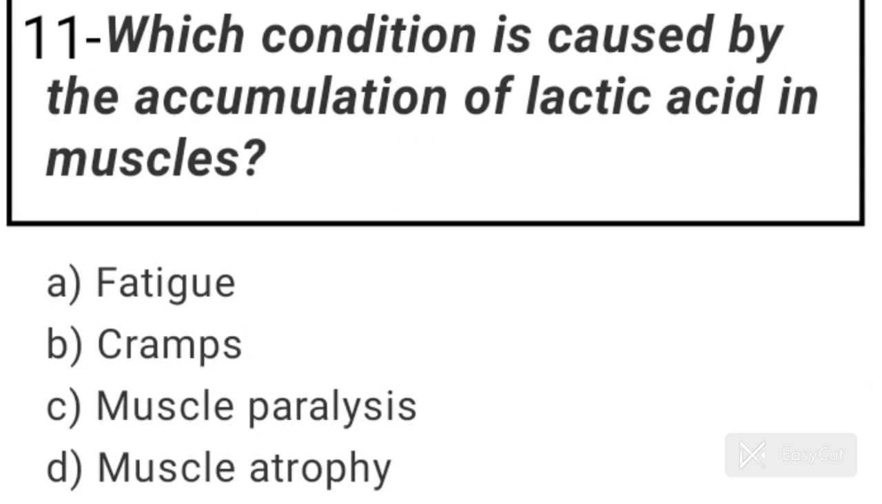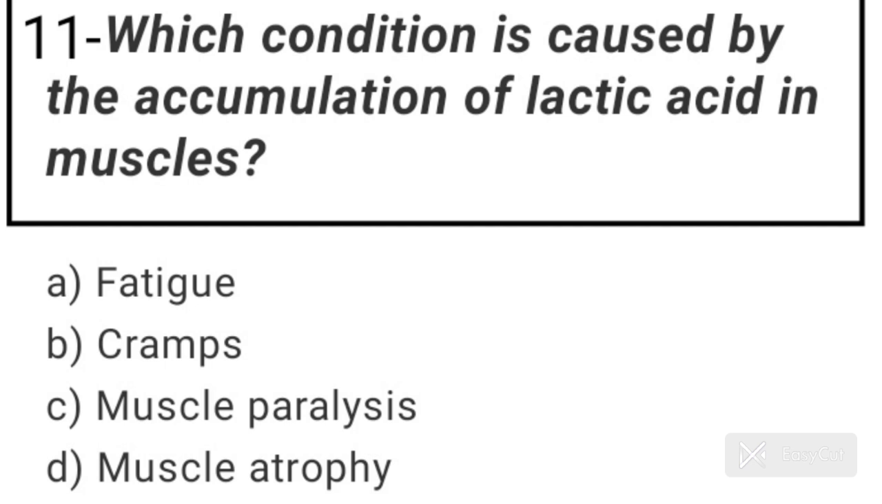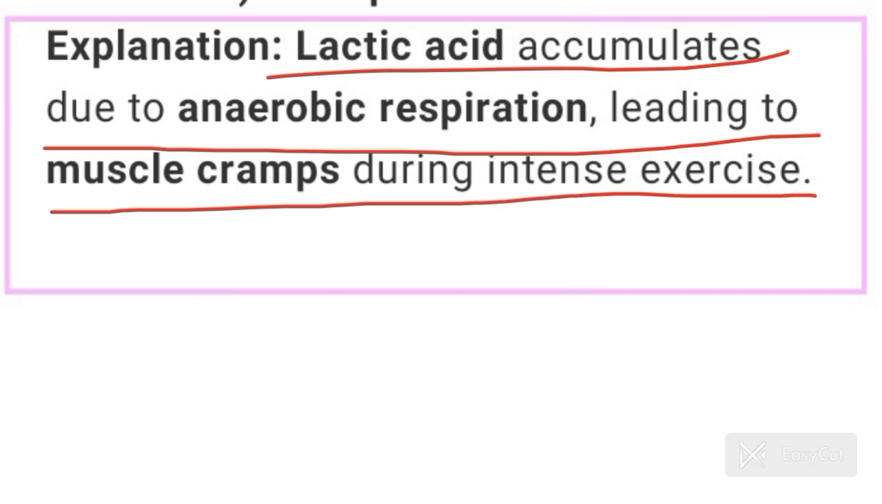Question number 11. Which condition is caused by the accumulation of lactic acid in muscle? It causes cramps in muscle. So option B is correct for question number 11. Lactic acid accumulates due to anaerobic respiration, leading to muscle cramps during intense exercise. अगर हम ज़्यादा एक्सरसाइज करते हैं तो लैक्टिक एसिड accumulate हो जाता है हमारे मसल्स में. That leads to muscle cramps.